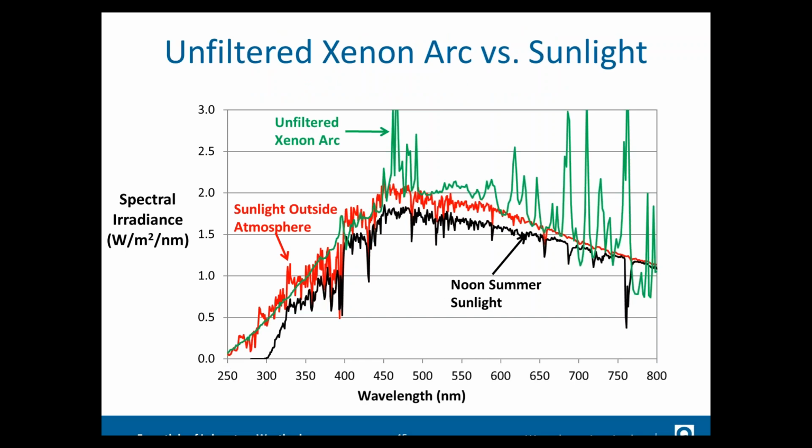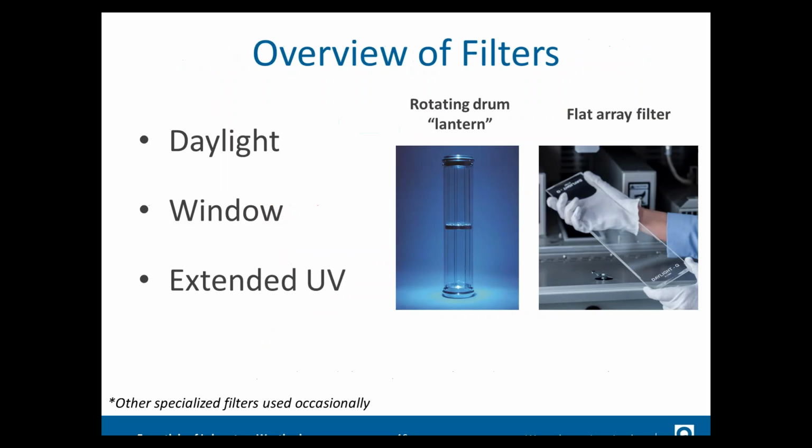So as mentioned, here's an example of sunlight outside of the atmosphere and the unfiltered xenon arc lamp. And you can see there's a close match there. But what we're normally testing to is that noon summer sunlight. So we need to apply optical filters to get closer to that black line.